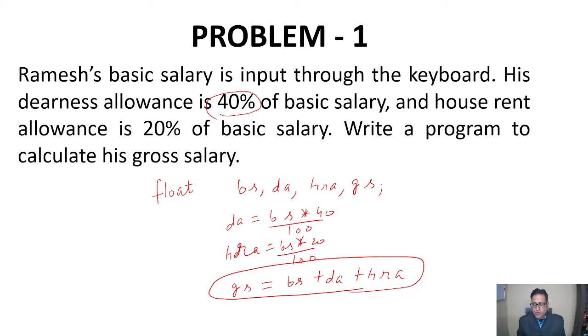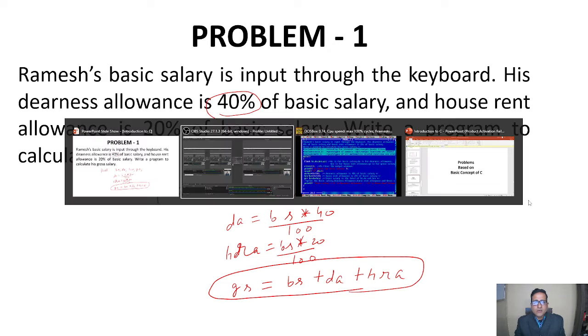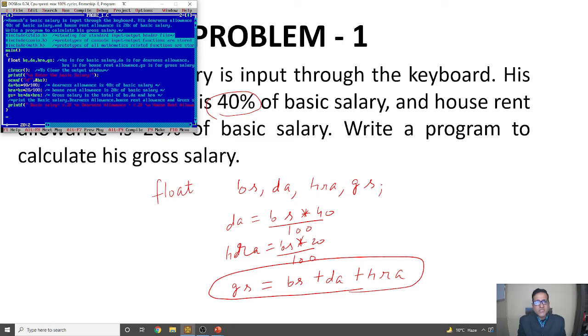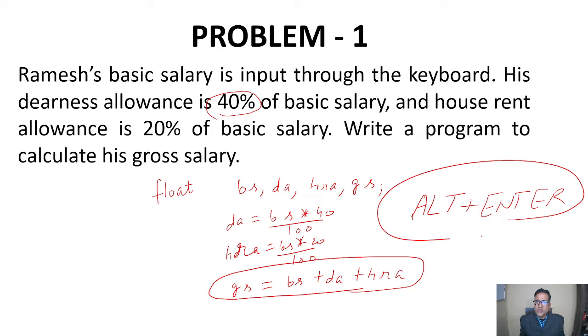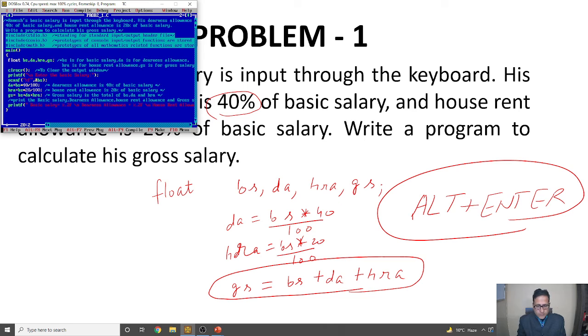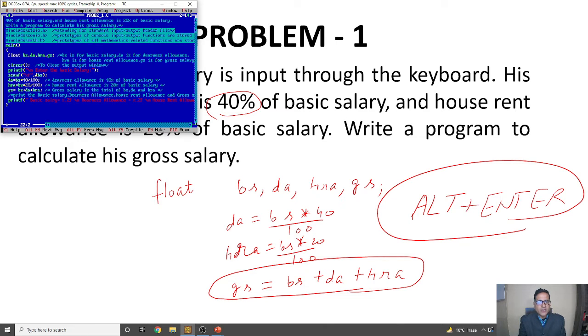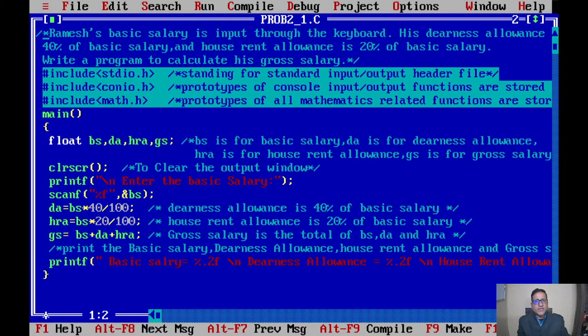Let's now take it on the Turbo C. To maximize the window we have to press Alt plus Enter. I will write here so that you can do it. Alt plus Enter to maximize the window screen. Let's see the Turbo C. I am pressing Alt Enter. In this way we will find the maximized window.